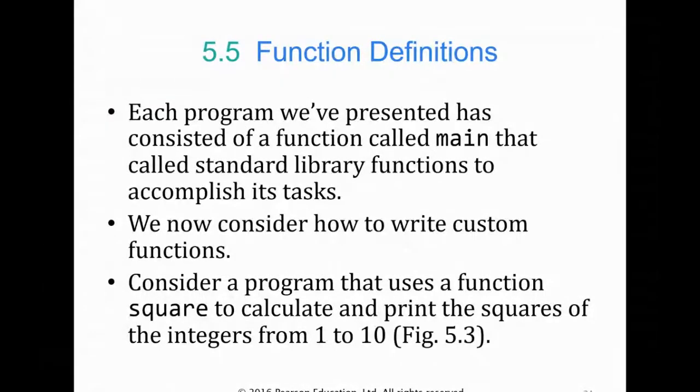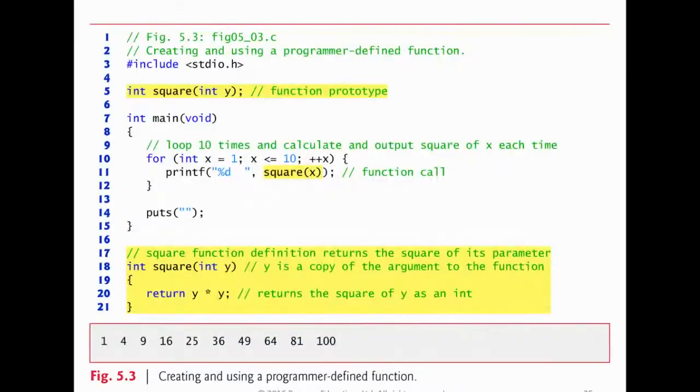So each program that we have represented or seen so far has at least one function, which is called the main function, right? And main is a function that the standard C library actually provides you to accomplish different tasks. Now let's look at an example, because we've been talking about abstract concepts for too long.